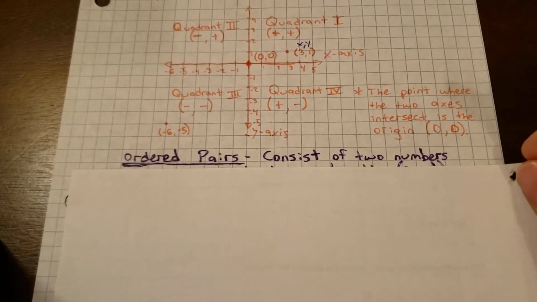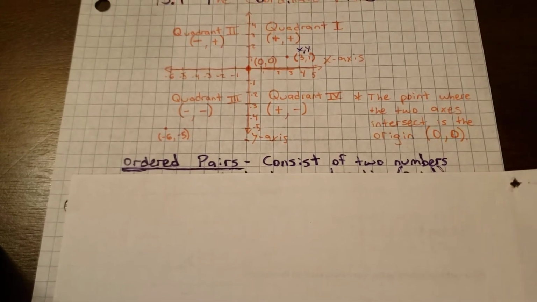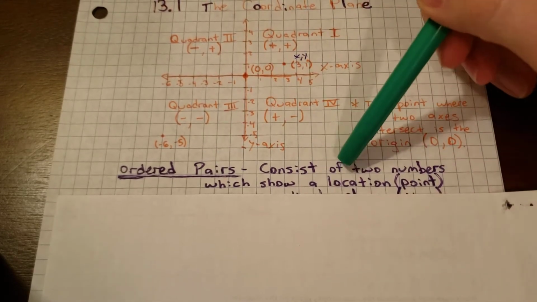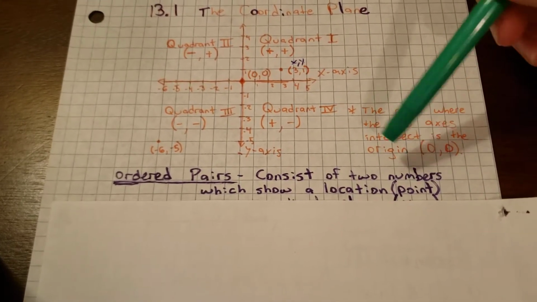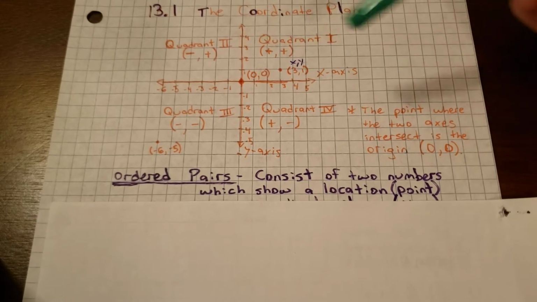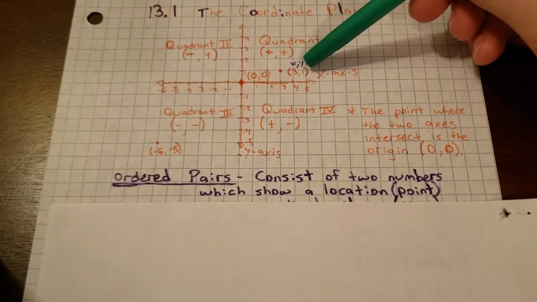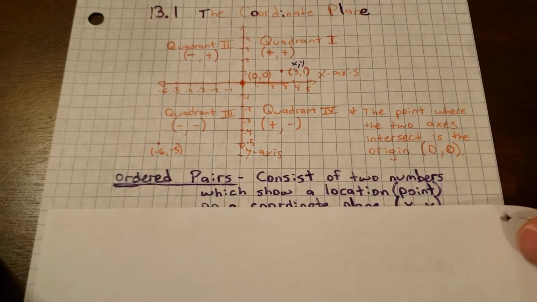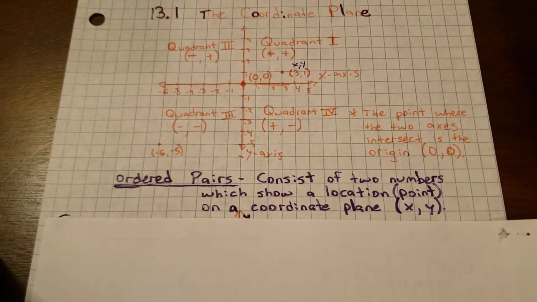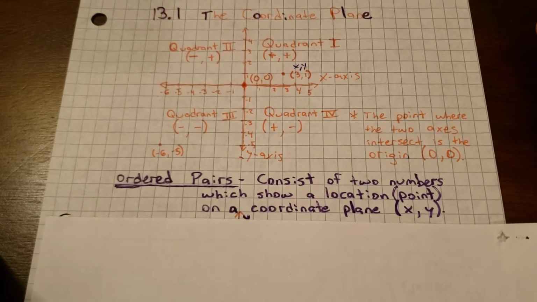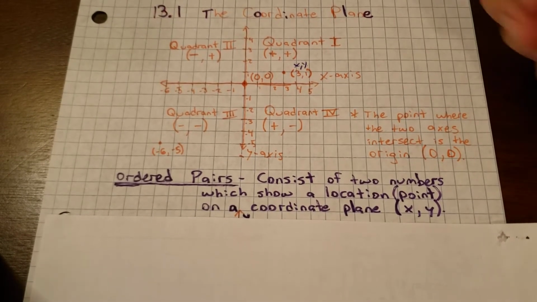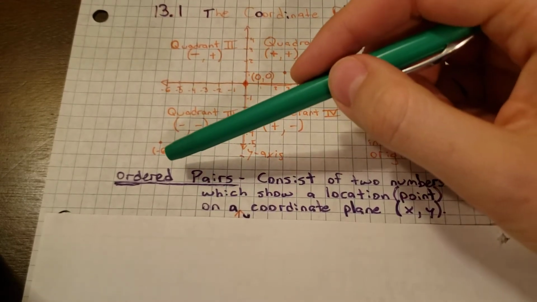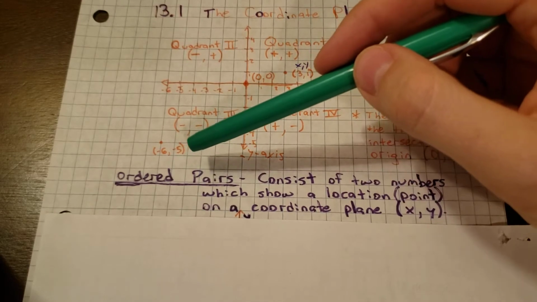I have kind of talked about this, ordered pairs. Ordered pairs consist of 2 numbers, right? Our x value, comma, our y value. X, comma, y. And these show a location or a point on the coordinate plane. So the ordered pair for this point is -6, comma, -5.